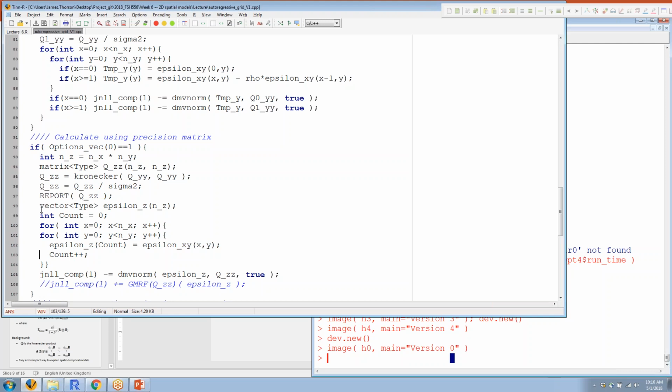wouldn't. So the joint precision matrix is assembled from this Kronecker product, and then this loop is just me doing the vec operator. So I'm taking this matrix epsilon and just reducing it down to a single vector, and I'm calling it epsilon z. And then I do this big joint multivariate normal with this vector and its precision matrix.